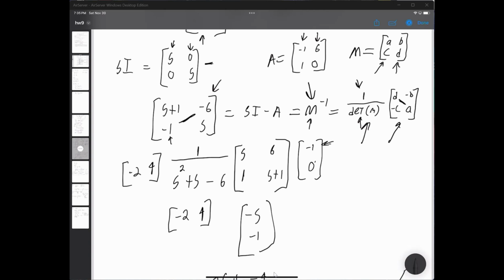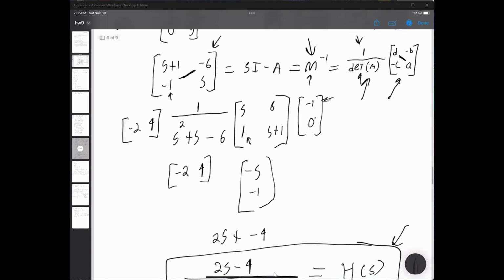So if you do S times negative 1, you get negative S. 6 times 0 is 0, right? That'd be plus 0 on the top. That would be the top term. And then we do 1 times negative 1, which is negative 1, plus 0, because anything times 0 is 0, and that's how we get negative S, negative 1 as the result of that matrix multiplication.